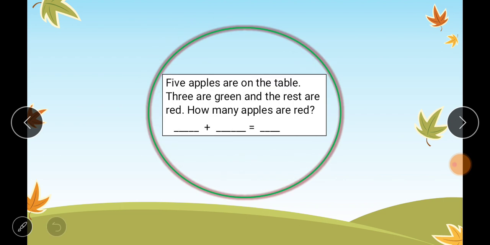Now here you're going to write out the numbers yourself. So let's read the story problem. 5 apples are on the table. 3 are green and the rest are red. How many apples are red?